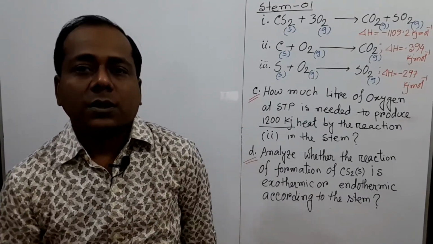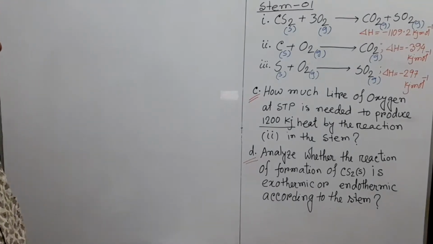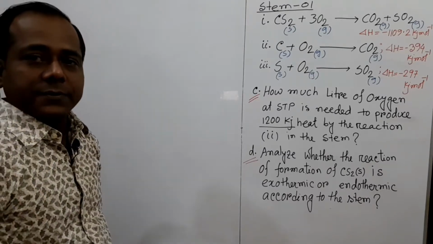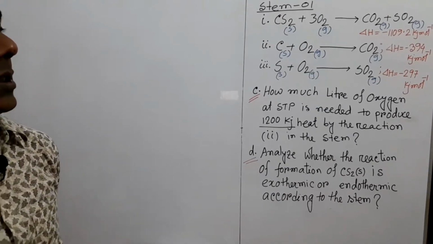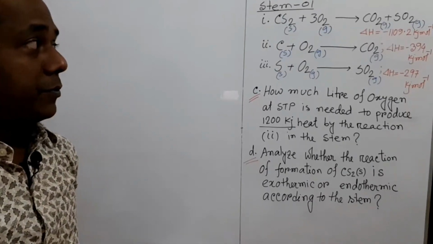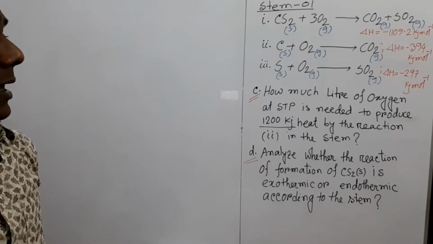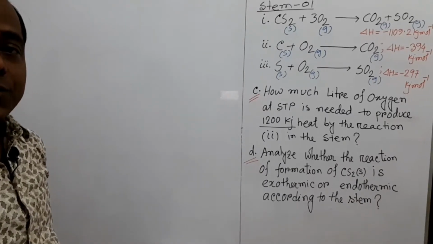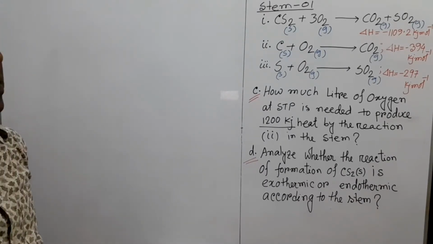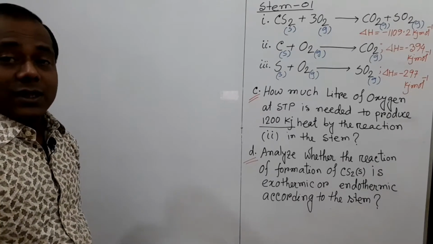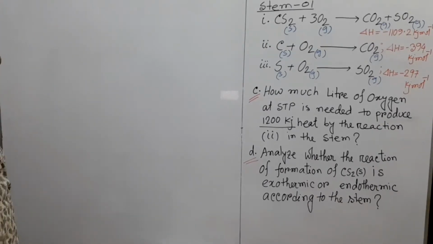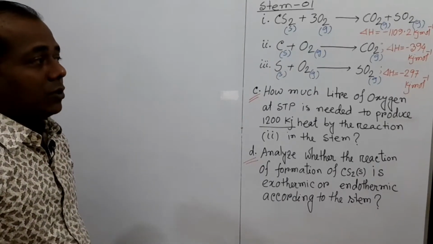Here is the first reaction: carbon disulfide reacts with oxygen and produces carbon dioxide and sulfur dioxide, and the del H value of this reaction is minus 1109.2 kilojoule per mole. In our second reaction, carbon plus oxygen produces carbon dioxide. Del H of this reaction is minus 394 kilojoule per mole. In our third reaction, sulfur plus oxygen produces sulfur dioxide. The del H value of this reaction is minus 297 kilojoule per mole.